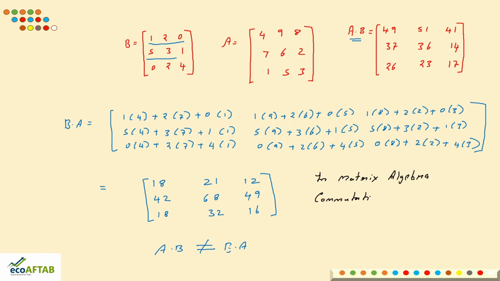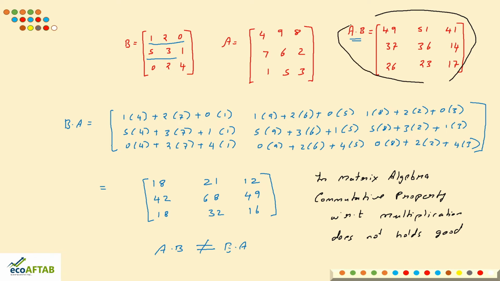Commutative property with respect to multiplication does not hold good. That is, AB will not be the same as BA. We are going to get completely different elements in the matrices AB and BA. So both these things are not equal to each other, they are different.